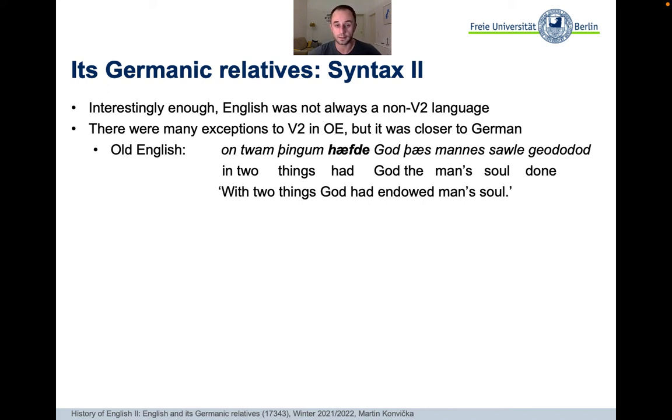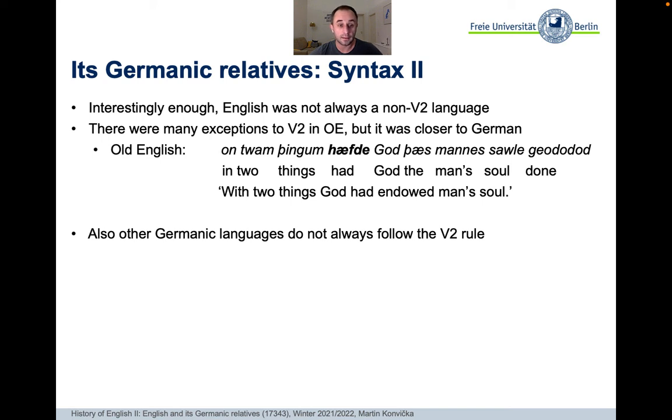So we have here, as an example, the following Old English sentence: Ontwam thingum hefde God thes mannes saule jedodot. In 2 things, or with 2 things, God had endowed man's soul. And you can see ontwam thingum, with 2 things, this is one phrase, so this counts as 1 slot. And the second one is the finite form of the verb.